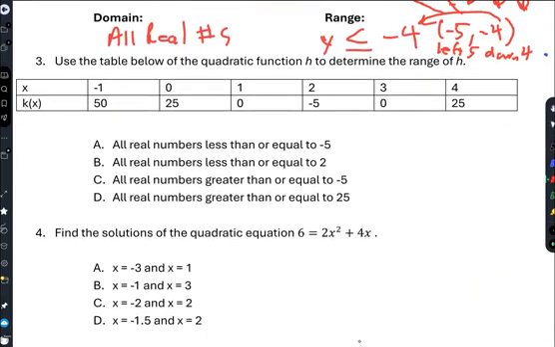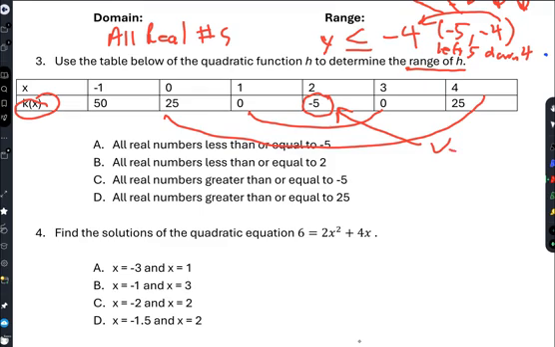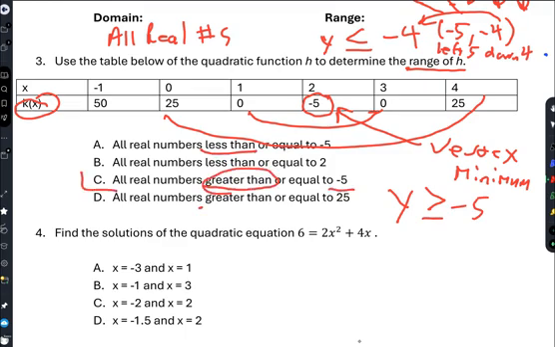On the next one, we want to determine the range of the parabola. The range goes to the y's. Notice that right here, the y's start repeating. This would be the vertex. And since the y's are getting bigger, this would also be a minimum. So my range is going to be all of my y's greater than or equal to -5. It's not less than -5. It needs to be greater than the -5. So the answer choice would be C.